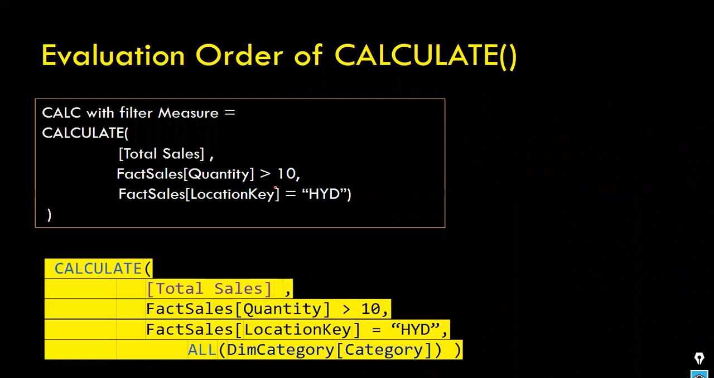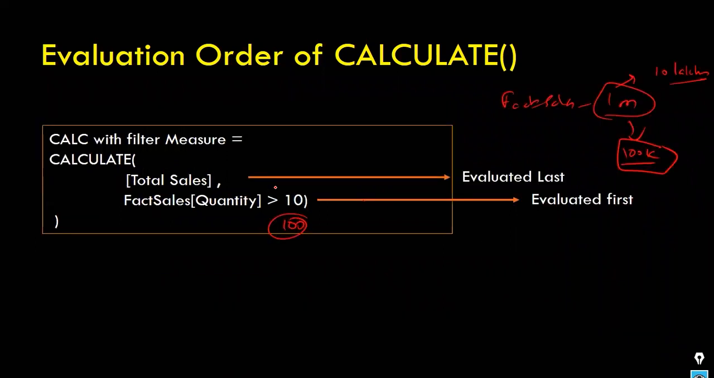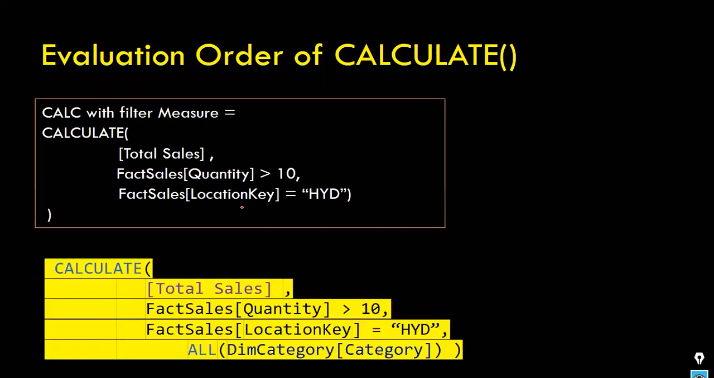And the next one is, in this case, I have used only one filter condition, greater than 10, right? So here I have greater than 10 and equal to Hyderabad. In this case, I have used two filter conditions here. Now you tell me, of these two filter conditions, which filter condition will get evaluated first? Which filter condition gets evaluated first? This one will get evaluated first.